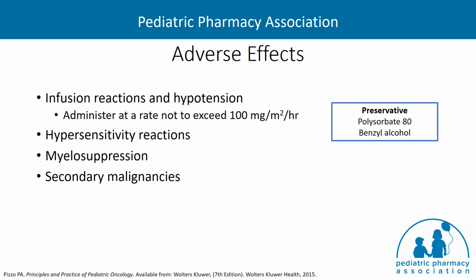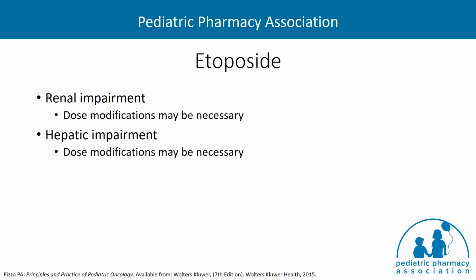Lastly, some of the more chronic or later onset side effects include myelosuppression, so significant in terms of severity as well as duration, and then the risk of secondary malignancies. Etoposide itself is hepatically metabolized as well as renally eliminated. So in any patients with severe renal or hepatic impairment, it is incredibly important to assess the potential need for dose adjustments, as well as drug-drug interactions.